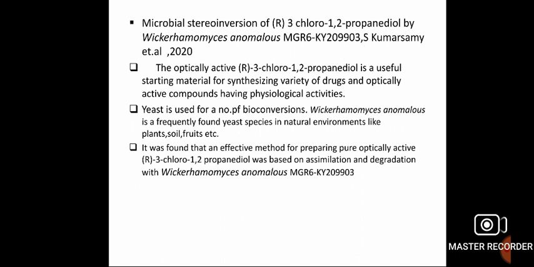The conclusion was that an effective method for preparing pure optically active R3-chloro-1,2-propanediol was based on assimilating degradation with Saccharomyces anomalus MGR6 KY209903, that is the strain.